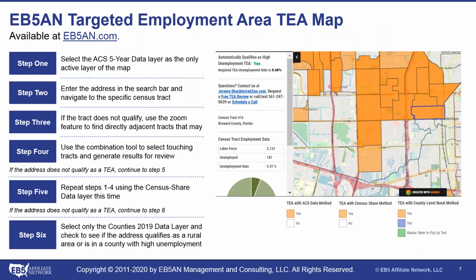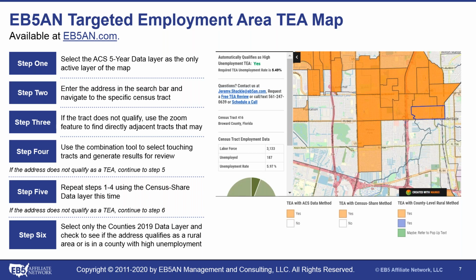So shifting gears back to our map quickly, to use the map to double check if a project could qualify as a high unemployment TEA, you'll want to first check both data layers. Start with one, ACS or census share, go through the steps, see if it qualifies. If it does, great, you're done. Then you can order a TEA report and move on to structuring the project. If it doesn't, then you should check the other data method and see if it does qualify. And there are three different methods, so you want to just run through each of the three.